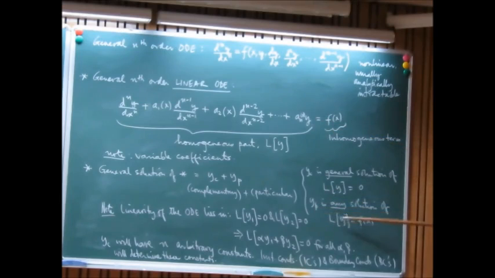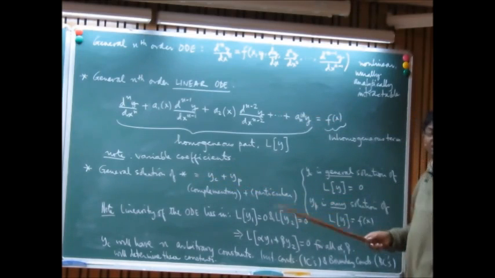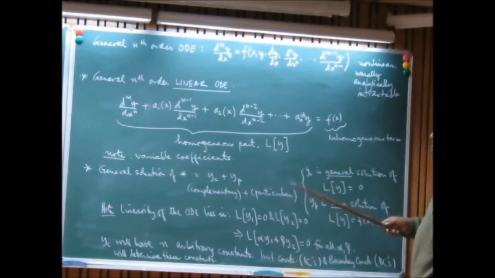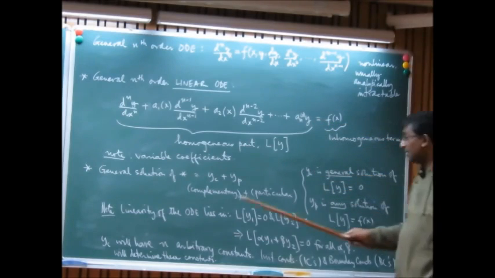Yp, the particular solution, is any solution of the original equation. Finding the general solution is difficult. There are many solutions, many possible functions, but any one of them that you find can serve as a particular solution, and you have to solve in general the homogeneous equation to get the complementary solution.